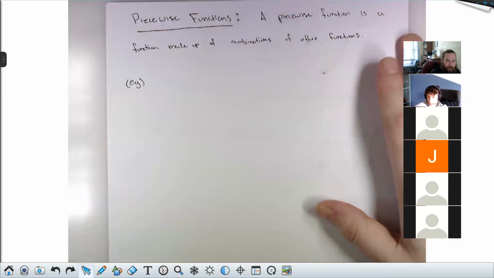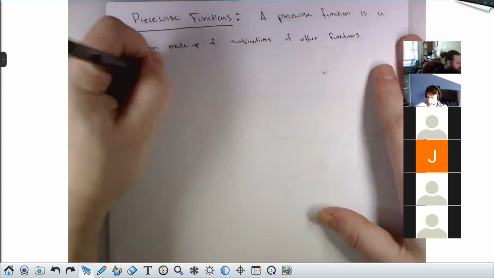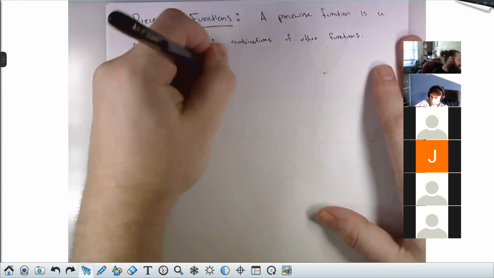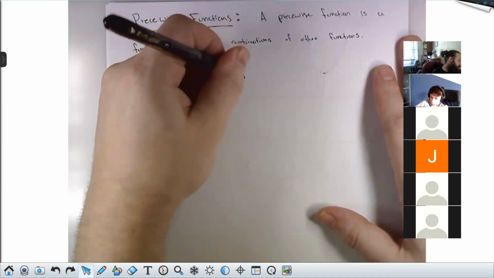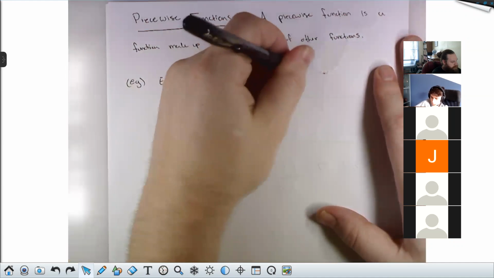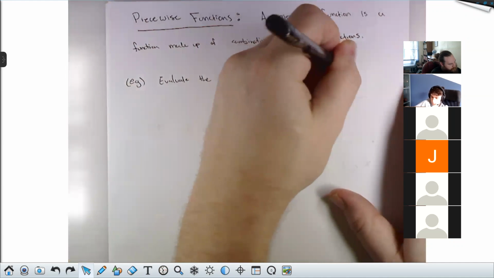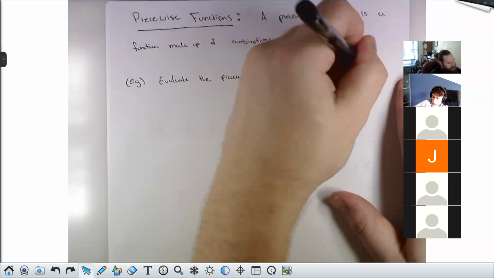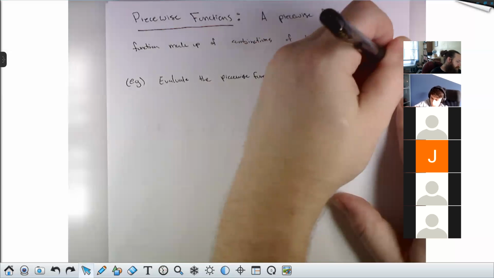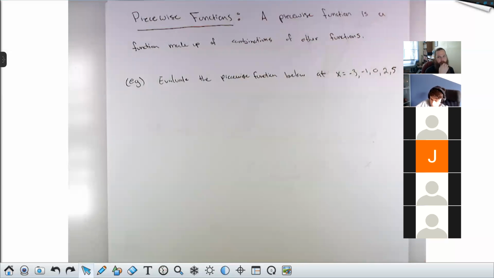I would like this example to be a problem that we have to solve. So I'm going to say evaluate the piecewise function below at x equals -3, -1, 0, 2, and 5. All right. So I'm going to give you a function. I'm going to say I want to evaluate this function at a bunch of different inputs. But that function is going to be defined piecewise.